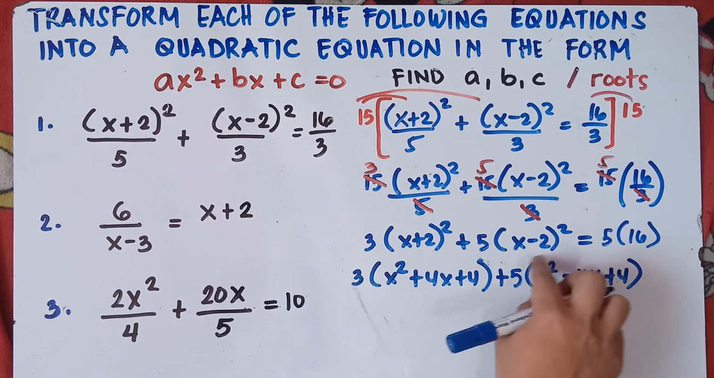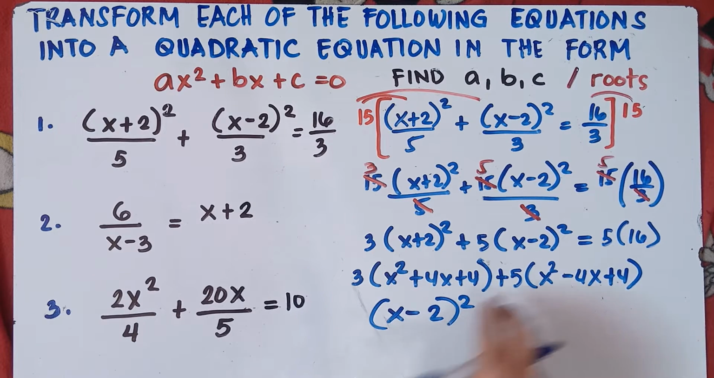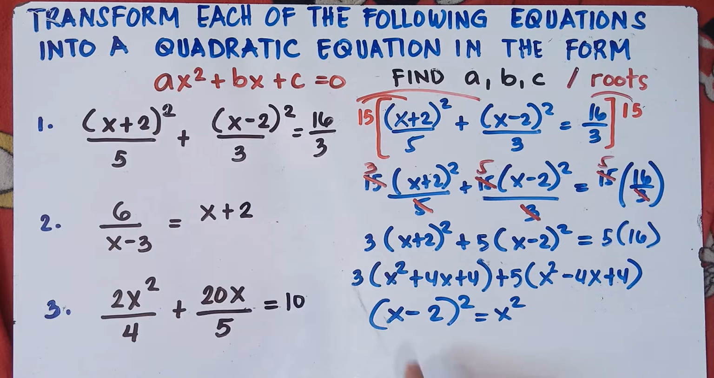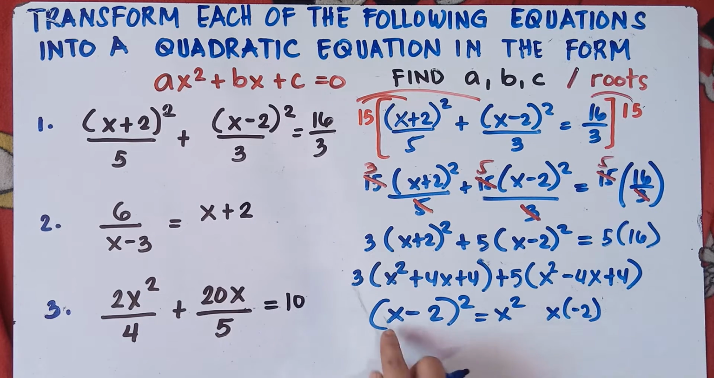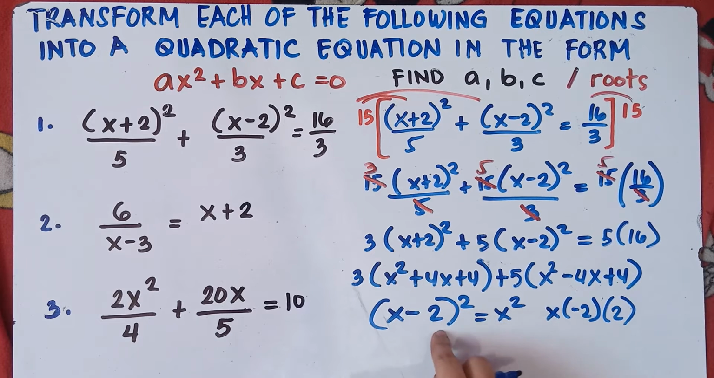Alright, so let me just explain this one, class, on the bottom part for you not to be confused. Once again, in this one, x minus 2, you square the first term, that would be x squared. And then you multiply the first term and second term, so x times negative 2, times 2. Then square the last term, so negative 2 squared.